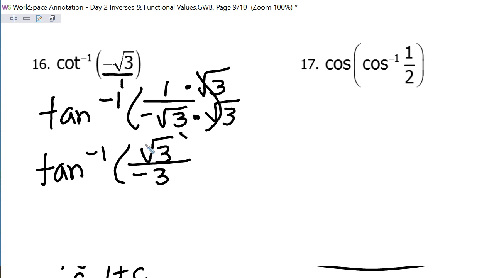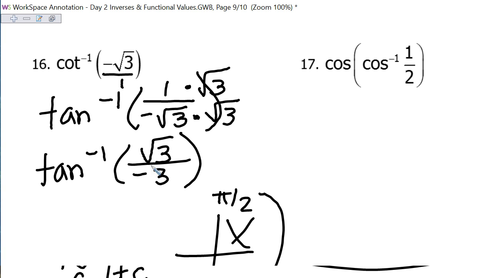Now if I'm talking about tangent, where is tangent functional? Negative pi over 2 to positive pi over 2. So which quadrant could I mark out? Quadrant 1, because tangent is positive in quadrant 1. And the reference angle would be pi over 6. But for quadrant 4, what would it have to be? Negative pi over 6. And is that answer between negative pi over 2 and positive pi over 2? Yes.